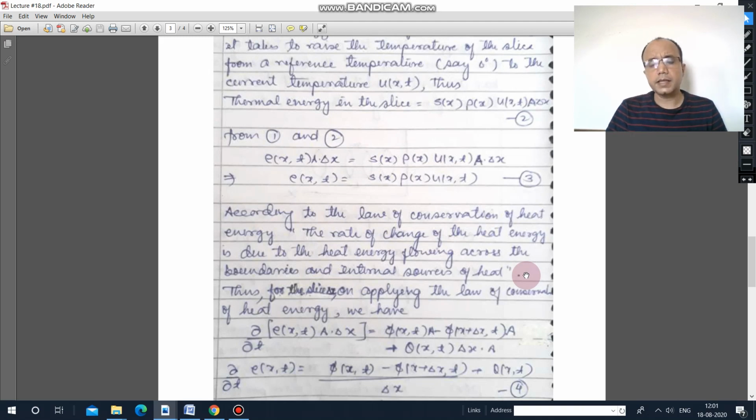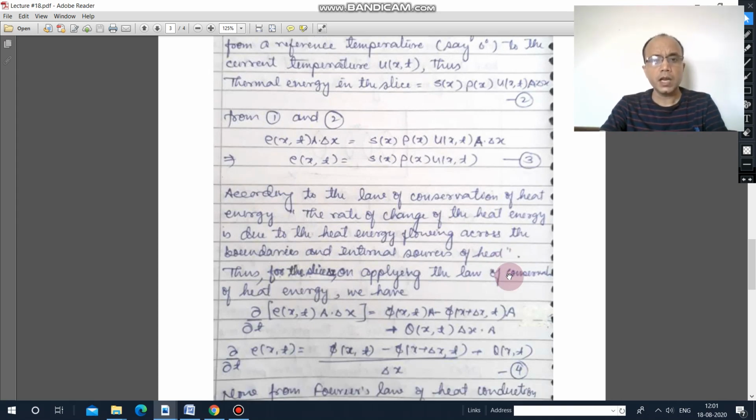And in cases where, suppose, this bar is made up of different layers, and suppose each layer is free to rotate in any direction, then in that case internal energy may be generated. Otherwise, if no such cases are there, we can take the heat energy generated by internal sources equal to 0. So this is a generalized case.